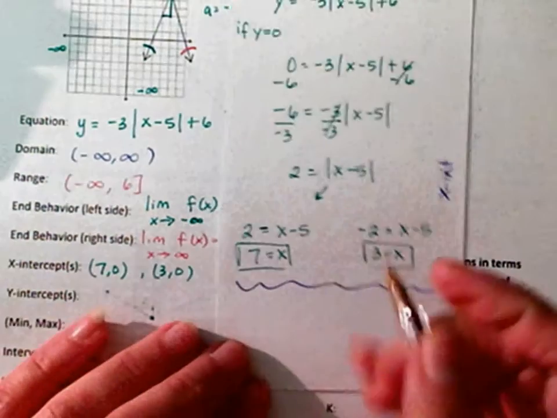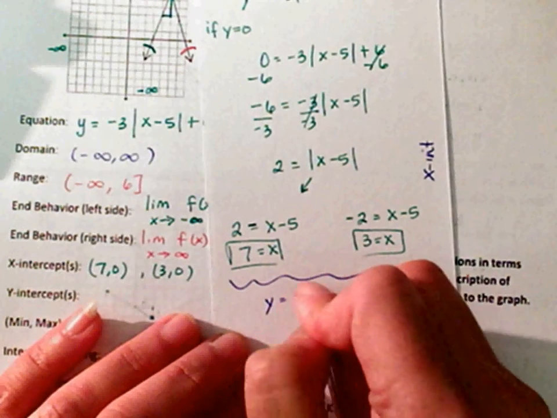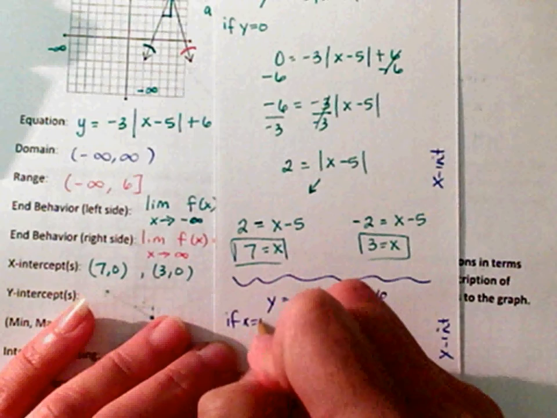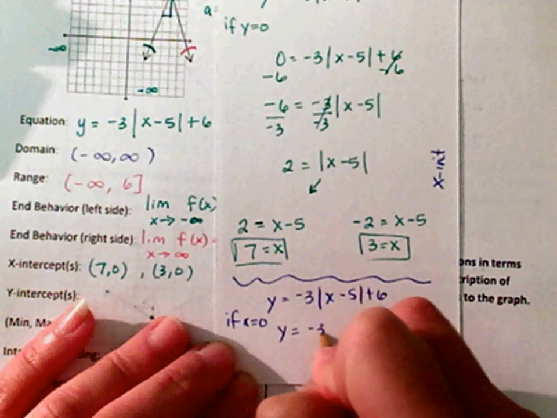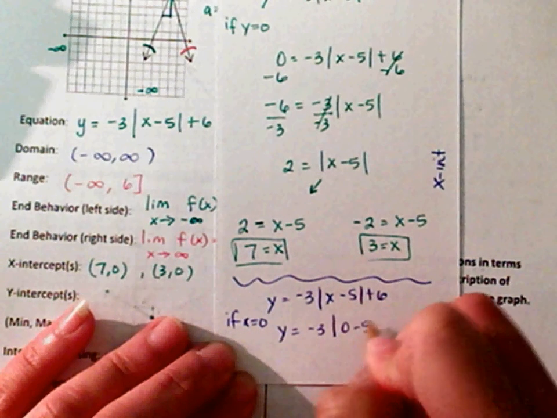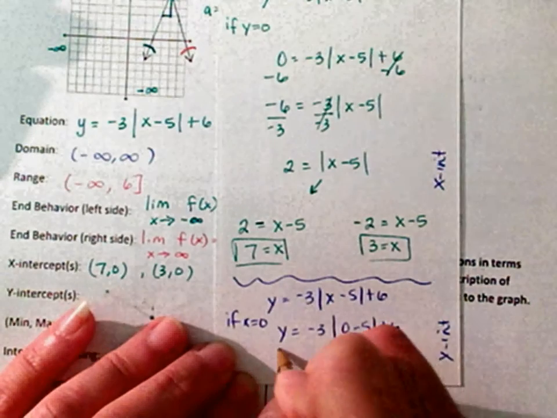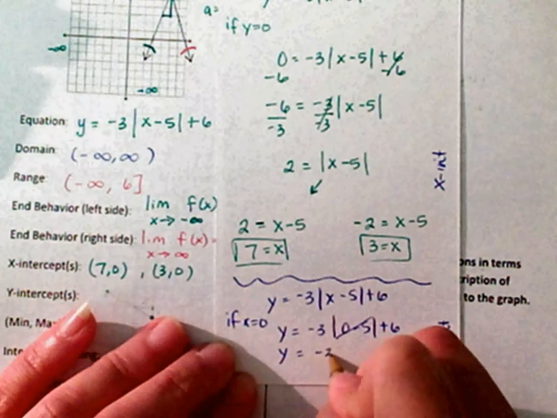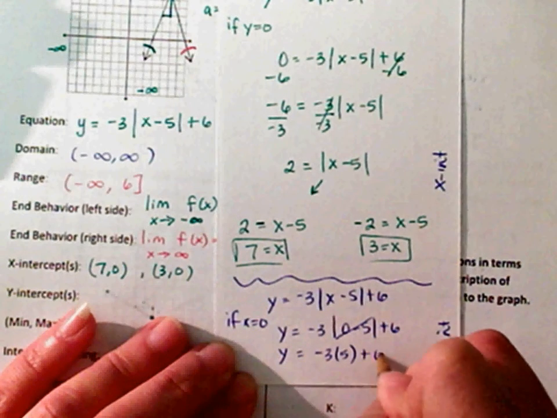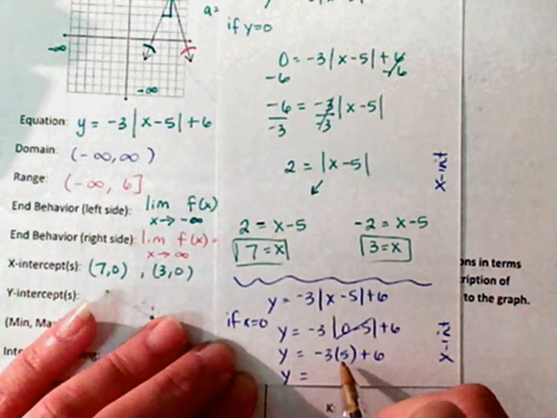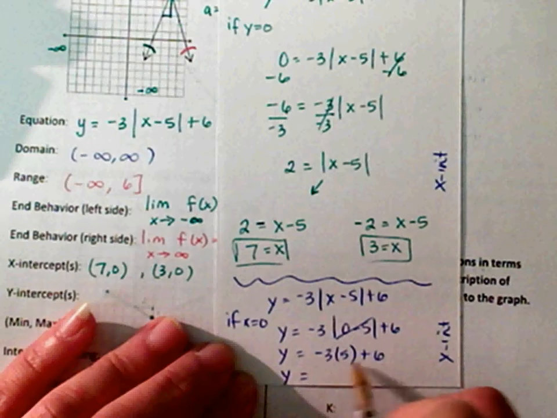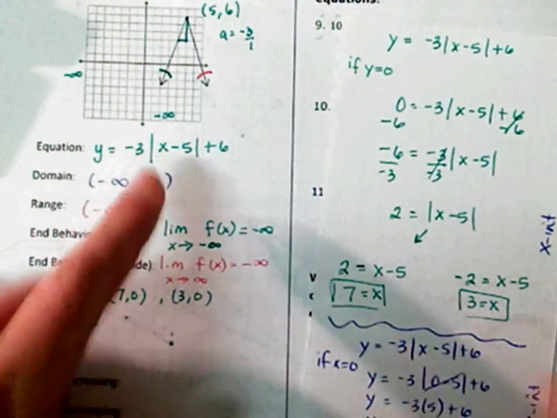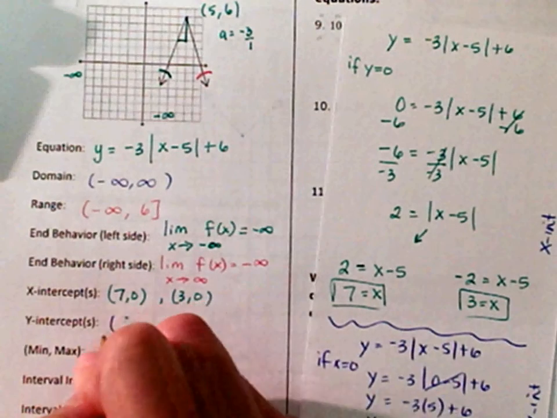So you have your equation: y equals negative 3 absolute value of x minus 5 plus 6. If x is 0, you'll find your y. Y equals negative 3 absolute value of 0 minus 5 plus 6. 0 minus 5 is negative 5. The absolute value of negative 5 gives a positive 5, plus 6. So negative 3 times 5 is negative 15. Negative 15 plus 6 is negative 9. Take a look at your graph. Does it look about right? So your y-intercept is at (0, negative 9).